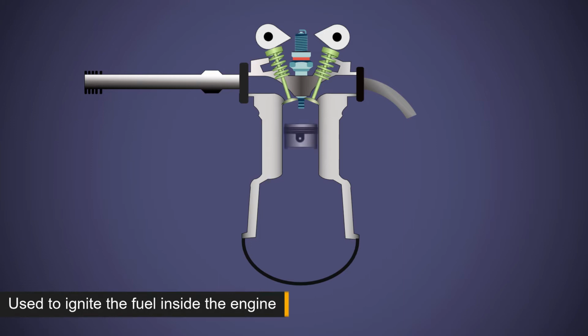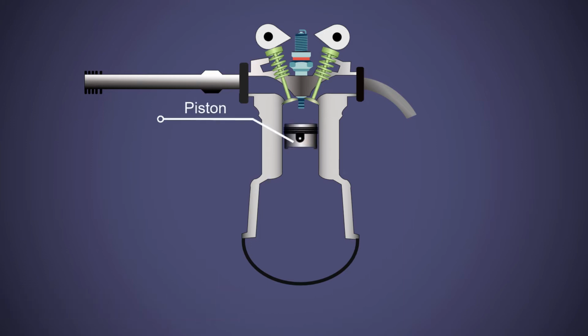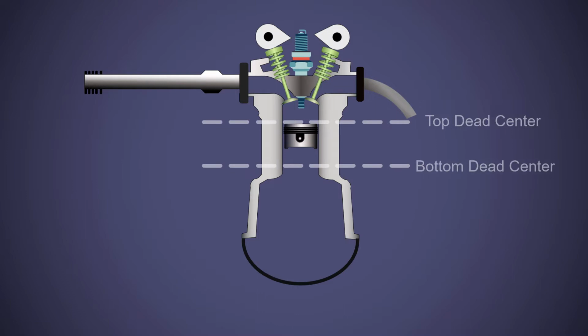Inside the cylinder block, we have the piston. This is the heart of the IC engine. The piston travels between the top dead center and the bottom dead center. The top dead center is the position of the piston which is farthest from the crankshaft, and the bottom dead center is the position of the piston which is nearest to the crankshaft. These two are like the end points of the piston movement. The piston is tightly placed inside the cylinder block so that the fuel does not leak through the piston.